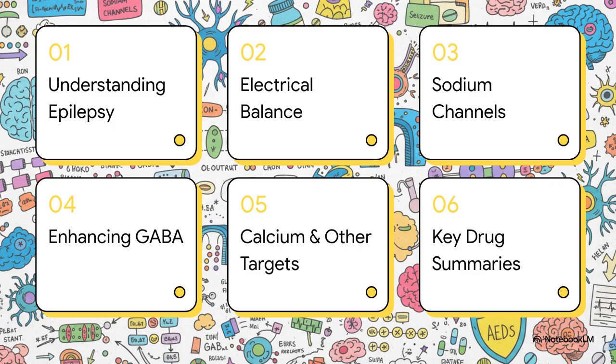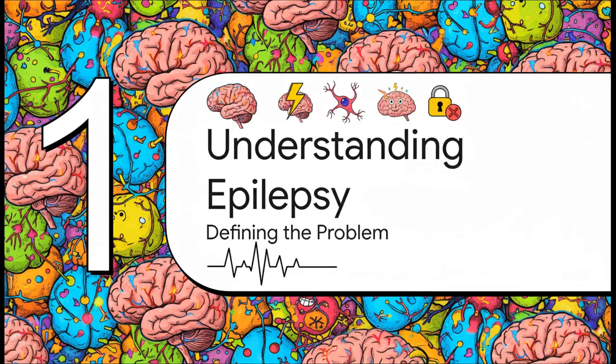Okay, so here's our game plan. First up, we'll get our definitions straight. What's epilepsy? What's a seizure? Then we'll look at the neuroscience, the why behind it all. After that, we'll break down the four main ways these drugs work, step by step. And we'll wrap things up by putting a spotlight on some of the most important drugs you'll see in the clinic.